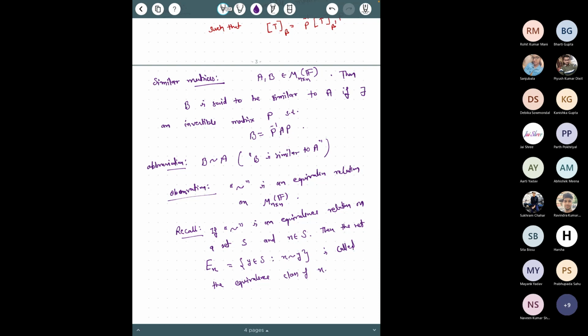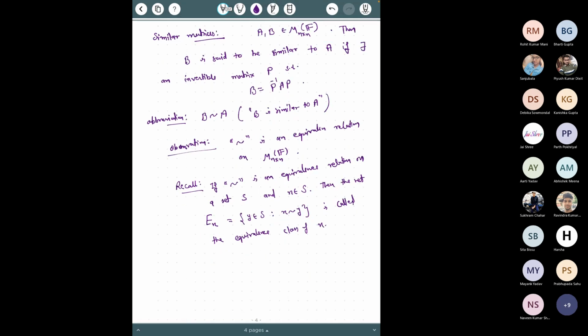Similarly, we can say this for every equivalence relation. In particular, our interest is the equivalence relation defined by similar matrices. If we take any matrix A, then the equivalence class of A is the collection of all matrices which are similar to A. These equivalence classes provide us a partition of the set S.